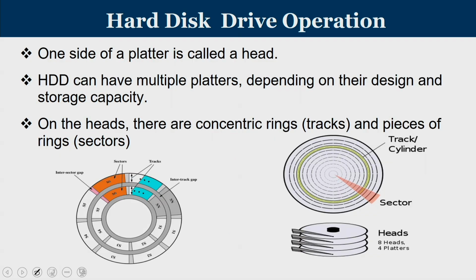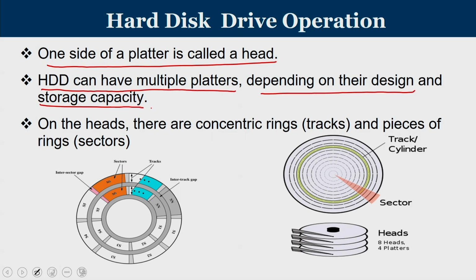Now, one side of the platter is typically known as a head, and a hard disk drive can have multiple platters depending on the design and storage capacity. On the heads, there are concentric rings or tracks, and pieces of ring that we know as sectors. It is very clear in the diagram what we mean by tracks. You have different tracks, and between each sector there is an intersector gap, and between each track we have the inter-track gap also.